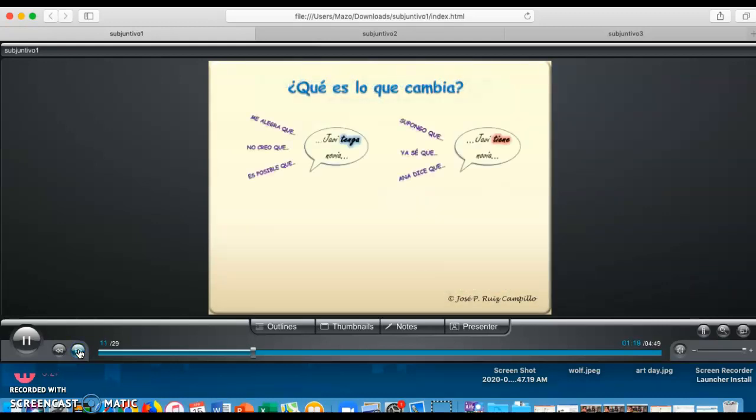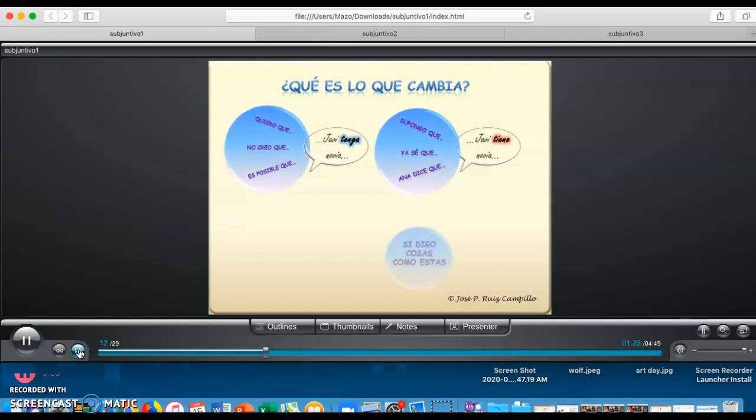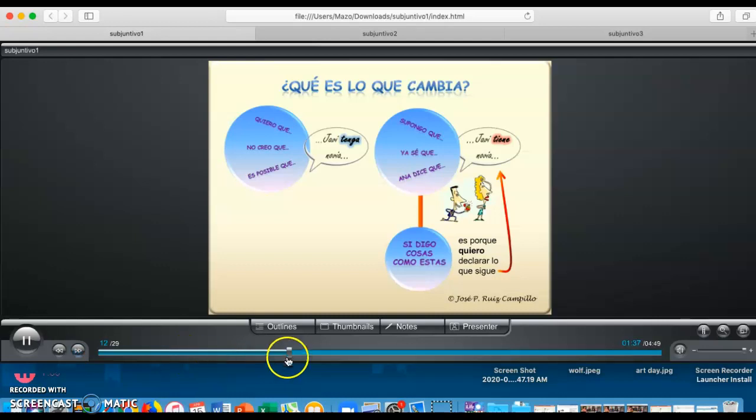So, ¿qué es lo que cambia? What changes in those universes, right, that we talk about? If I say things like supongo que, ya sé que, Ana dice que, it's because I want to declare something. I'm declaring, I'm making a declaration. That's why the verb in there is in indicative. I'm making a declaration, okay?